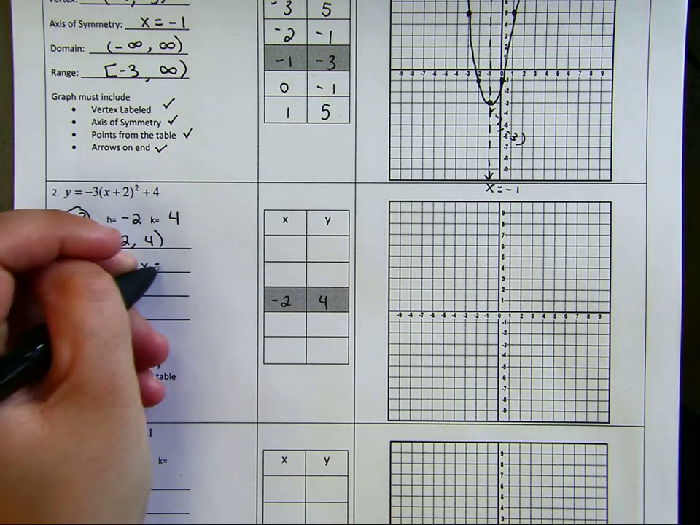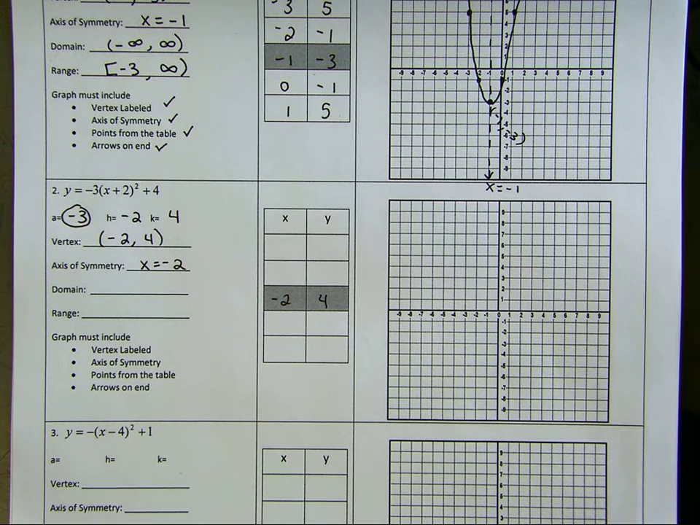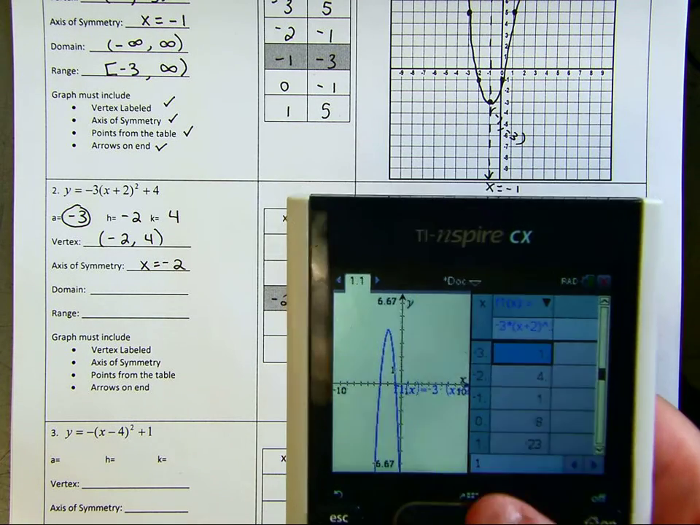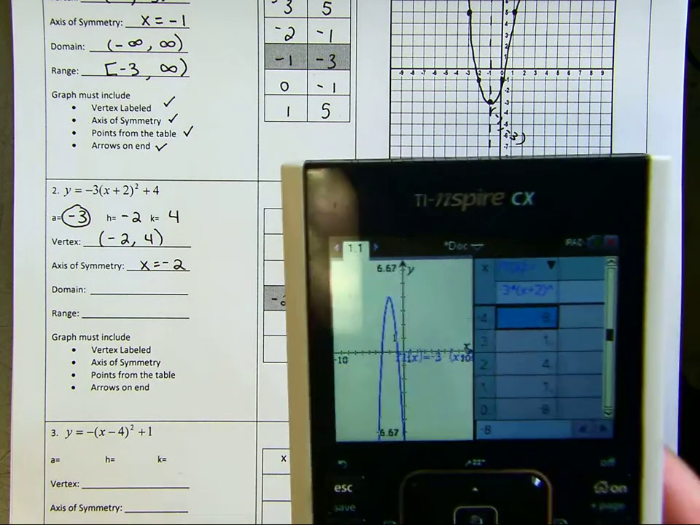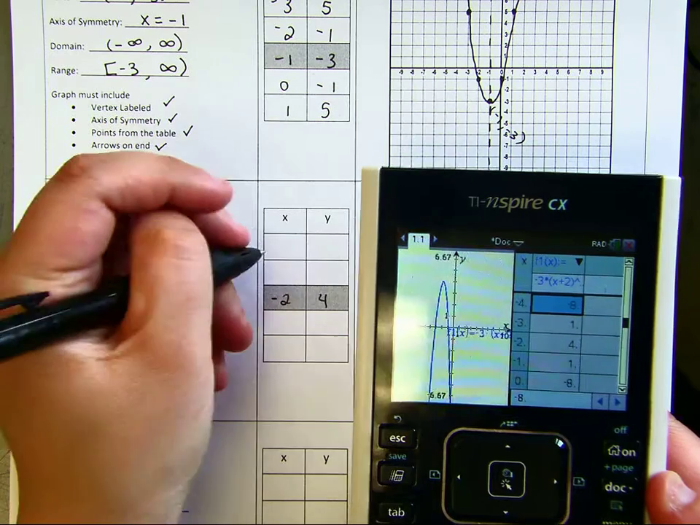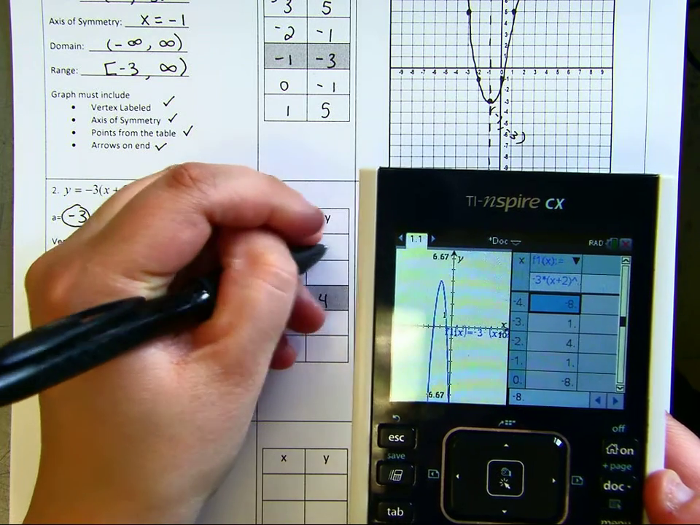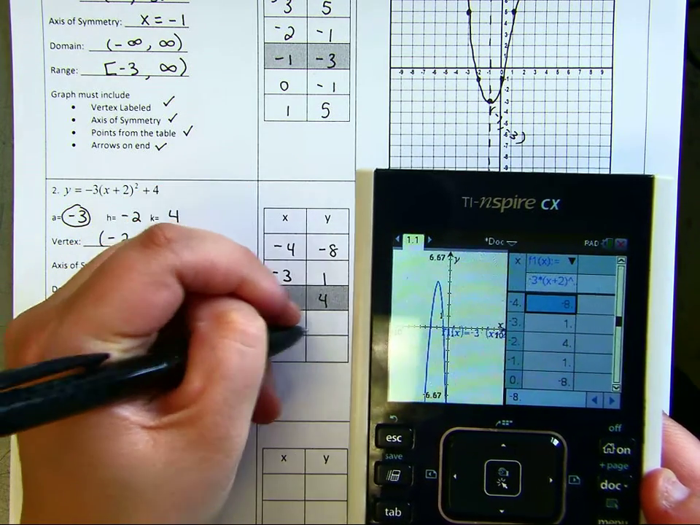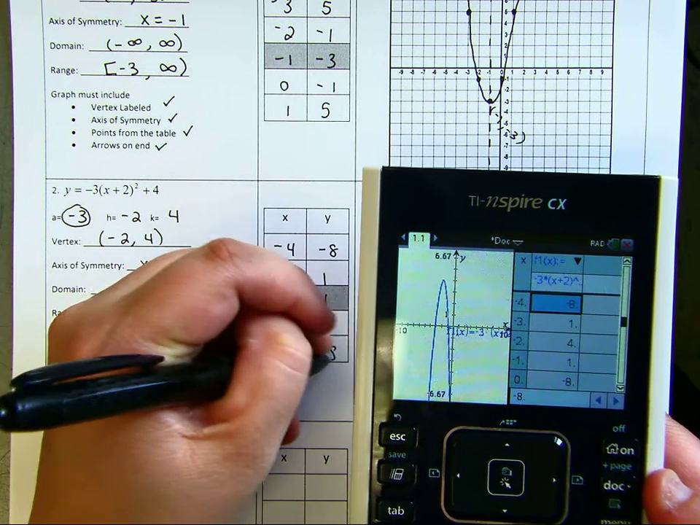The axis of symmetry is your x value. And then you plot it, and then you search for your vertex. So my vertex is -2, 4, so I'm going to build my table around it. So -4, -8, -3, 1, -1, 1, and 0, -8.